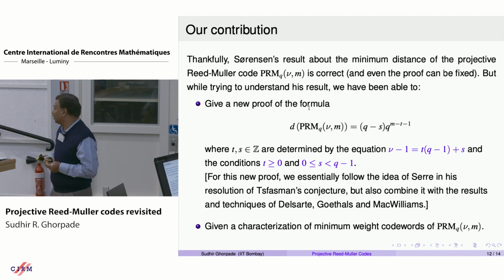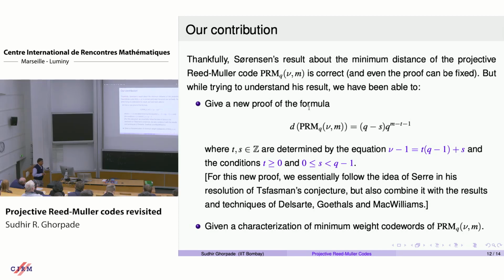But there was an advantage of doing this. What we did, I don't have time clearly to explain the proof, but for those interested, I'll be happy to share a preprint. What we did essentially was to mimic Serre. Of course, you have to be a little bit careful, because this nu can be bigger than q and so on and so forth. The evaluation map is not injective.